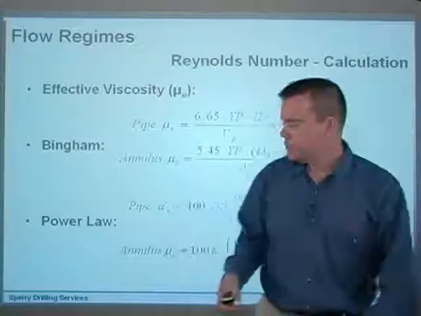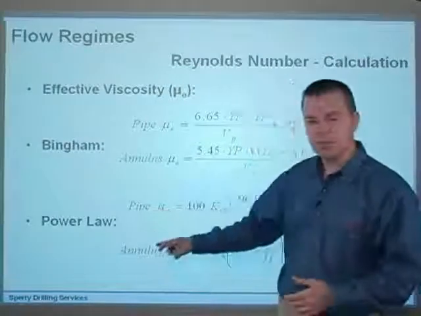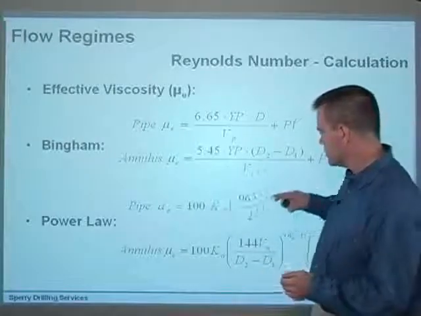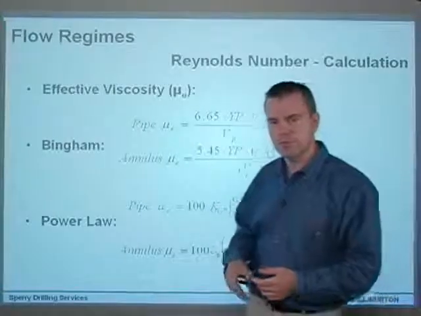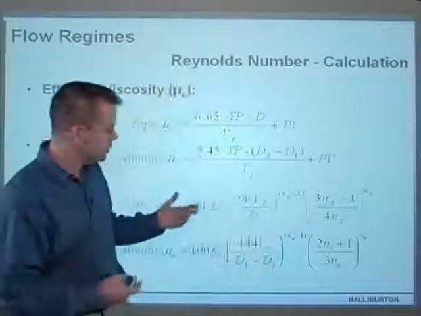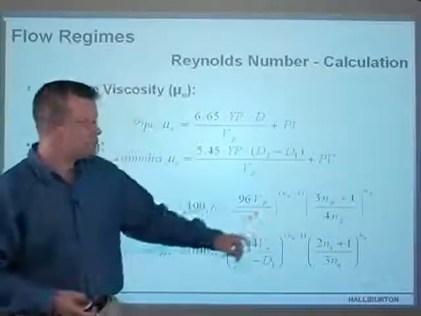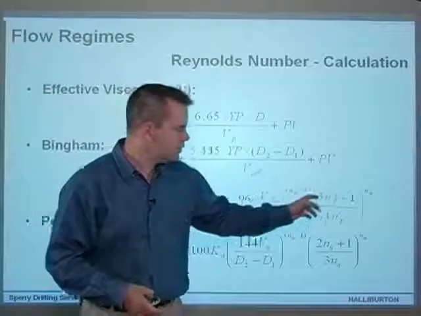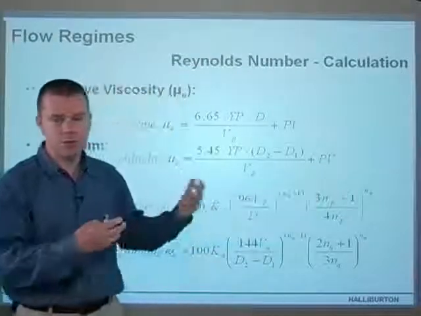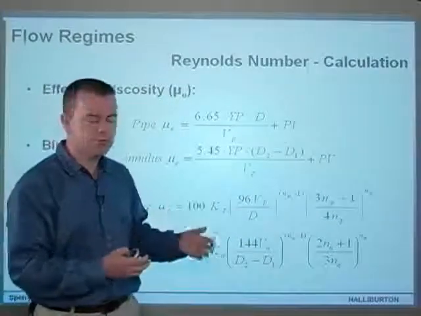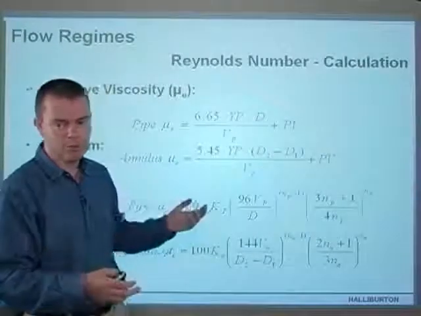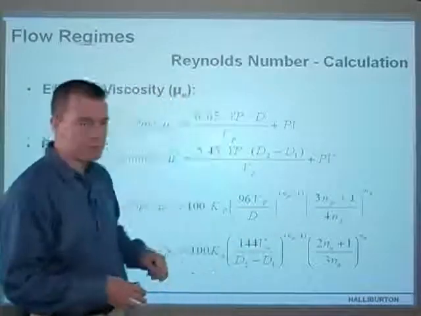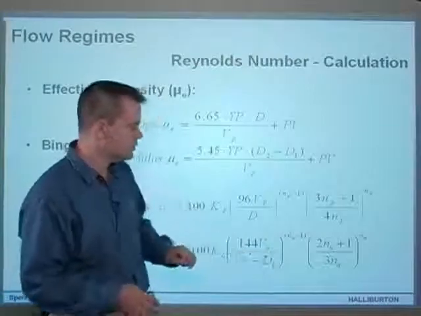For Power Law, we've basically got pipe effective viscosity and annular effective viscosity. And here we've got viscosity figures similar to PV and YP, except with Power Law you're talking N's and K's. And you've got velocity and geometry considerations in there. It's taking account of how non-Newtonian the fluid is by incorporating the N for pipe and N for annulus values in here. And it's taking account of geometry as well.